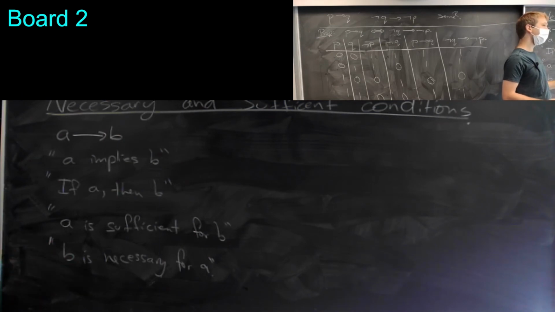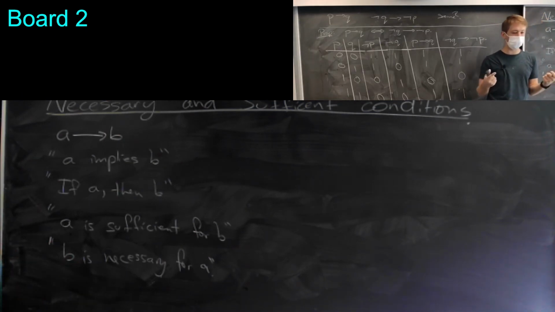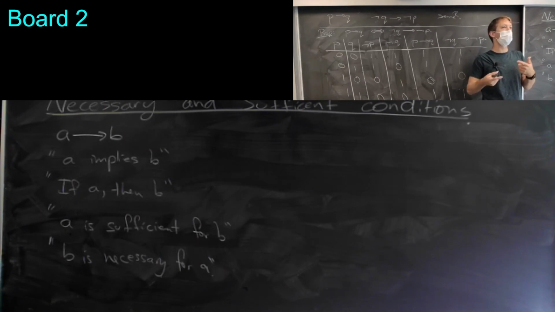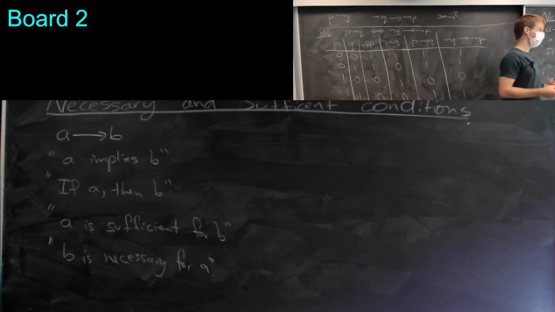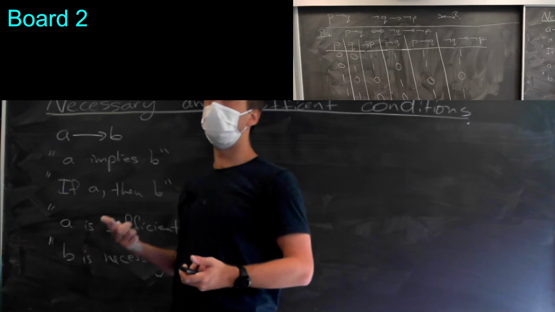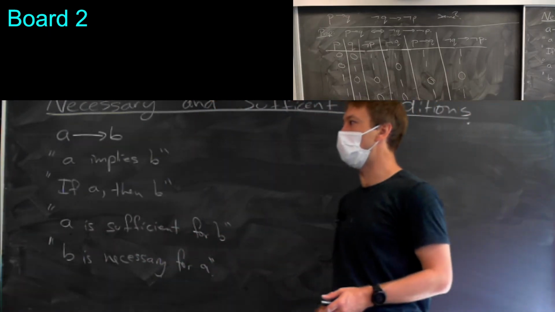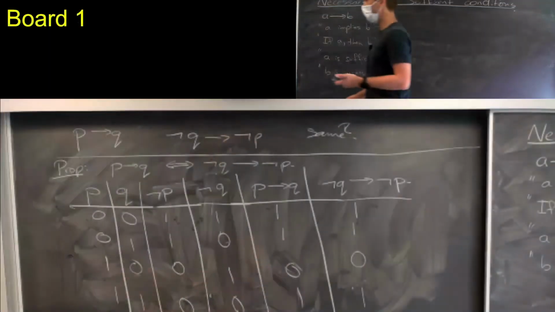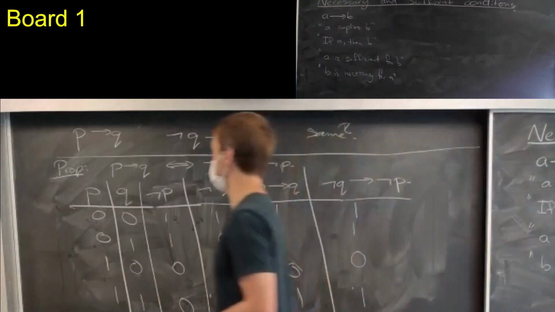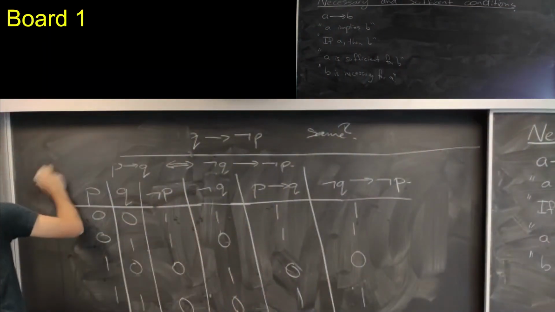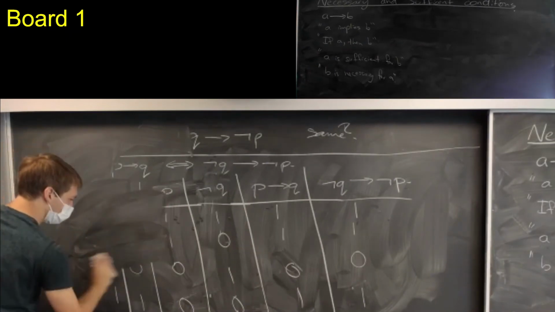To say B is necessary for A means that whenever A is true, it's necessary that B is also true. To know that A is true, B has to be true. So B is necessary for A. Let's look at this in some word problems because I think it becomes a little bit clearer.